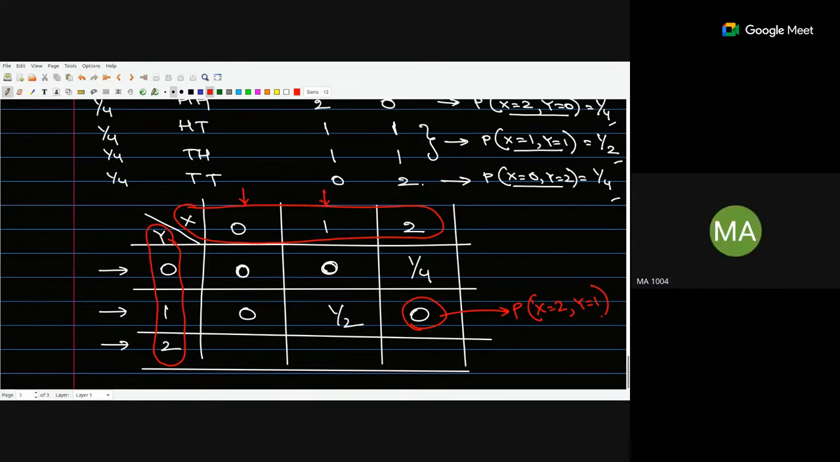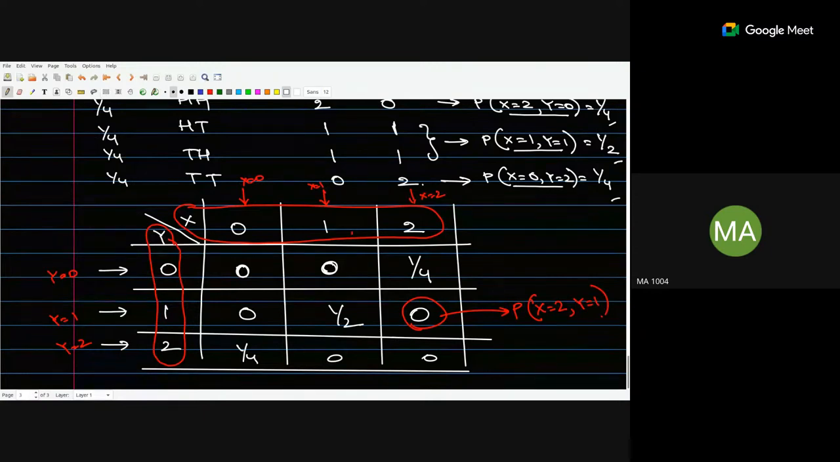So you should treat it like this. This is the x equals 0 column. This is the x equals 1 column. This is the x equals 2 column. And these are the y equals 0 row, y equals 1 row, y equals 2 row. So that is how the joint distribution table is designed. Okay, now I understand. Thank you. So this will be 1 by 4. This is 0. This is 0.